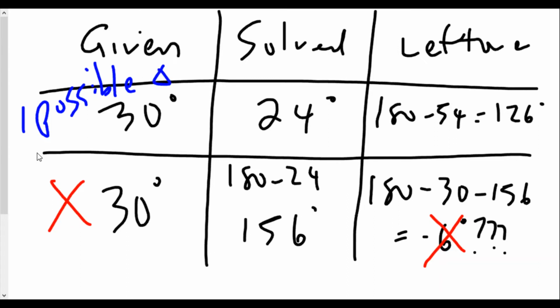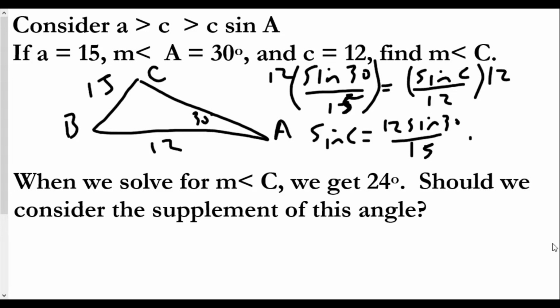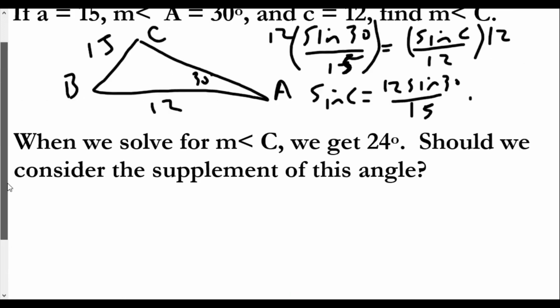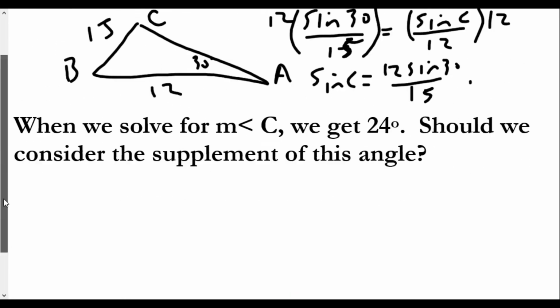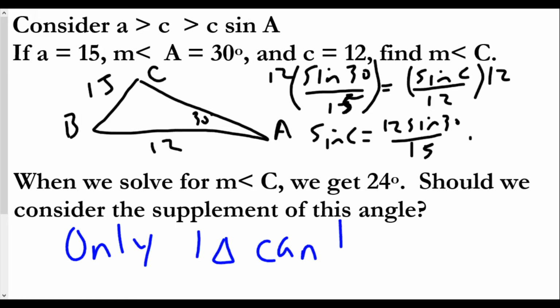Okay, one possible triangle. Because when you try to use a supplement of the angle, you don't have enough degrees to fit, because there's only 180 degrees in a triangle. So here we say in this case that we try solving for the supplement, we end up in the situation of only one triangle. Only one triangle can be formed.